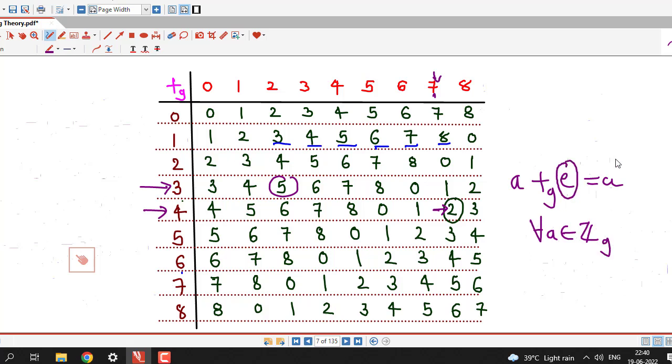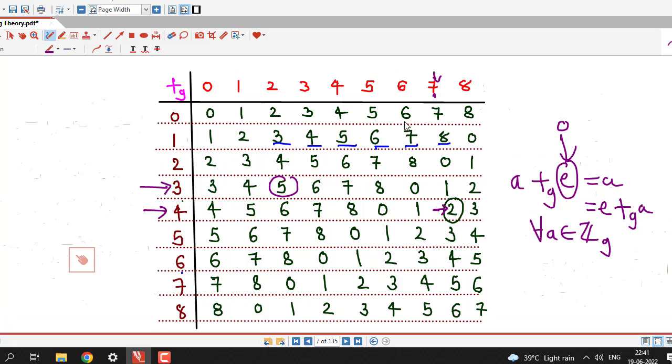So we are interested in the value of E. Which element out of 0 to 8 will serve this property? E plus A. From the table it is clear that if we consider E equal to 0, then we will get our element back. We can see 0 plus 0 is 0, 1 plus 0 is 1, 2 plus 0 is 2, 3 plus 0 is 3, and so on, 8 plus 0 is 8. Similarly, we can check in reverse way: 0 plus 0 is 0, 0 plus 1 is 1, and so on.